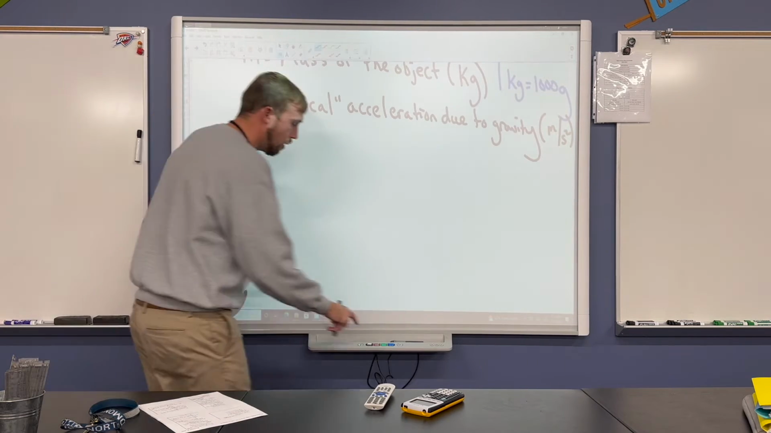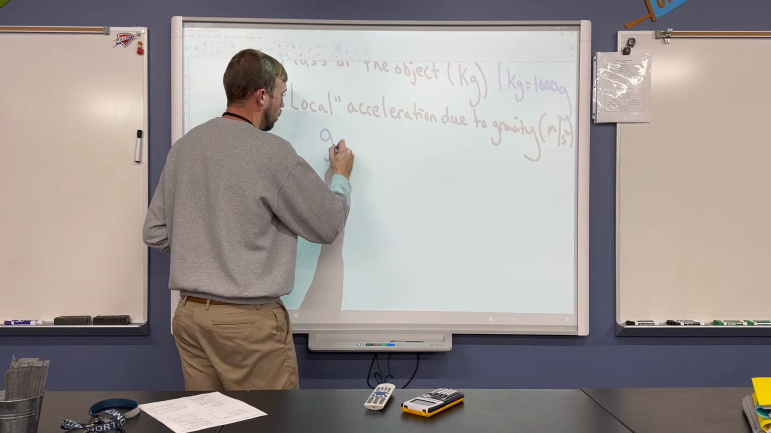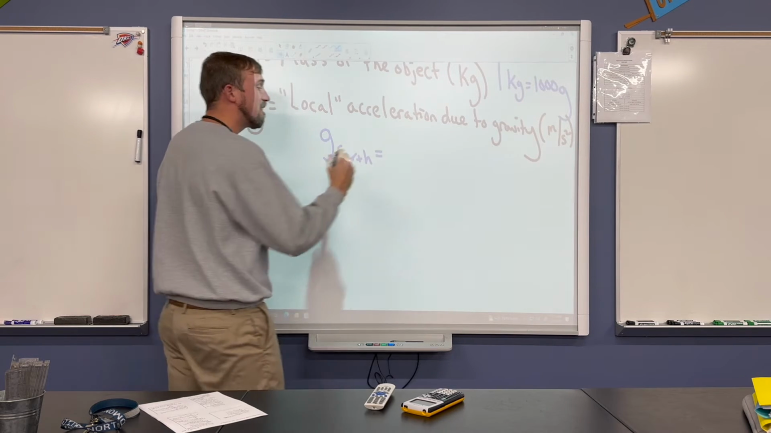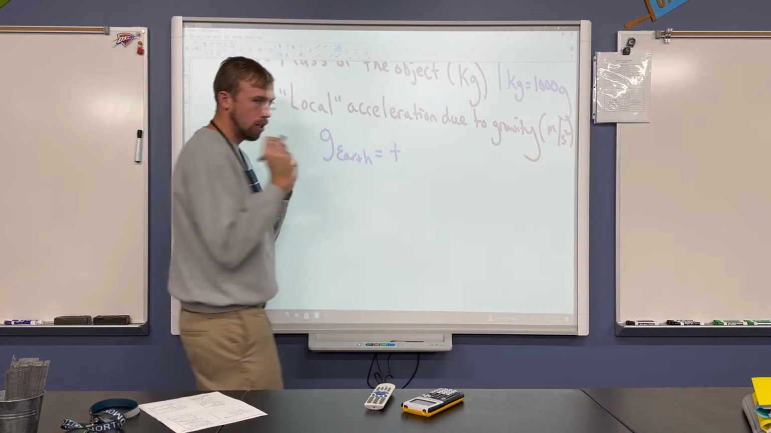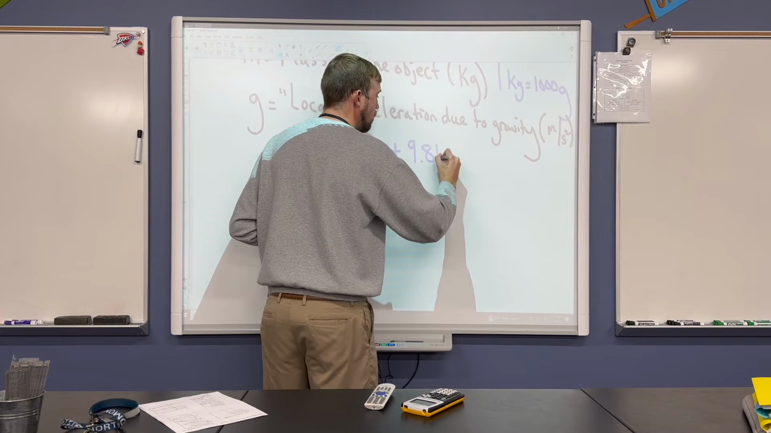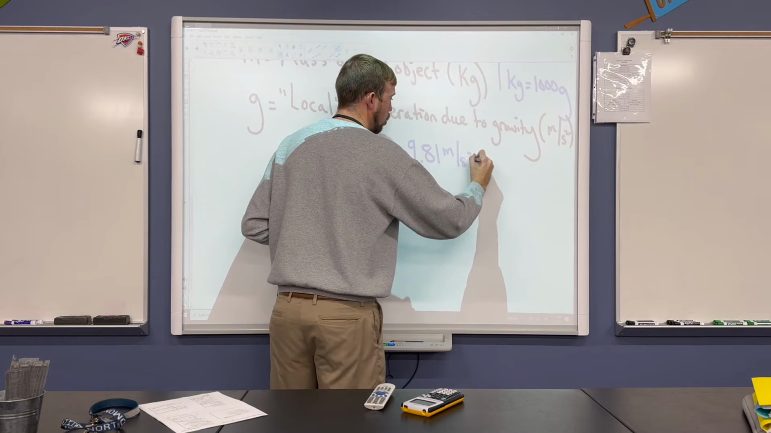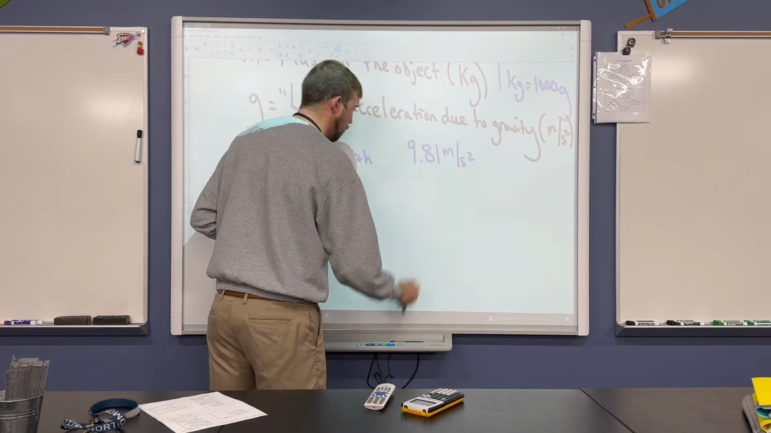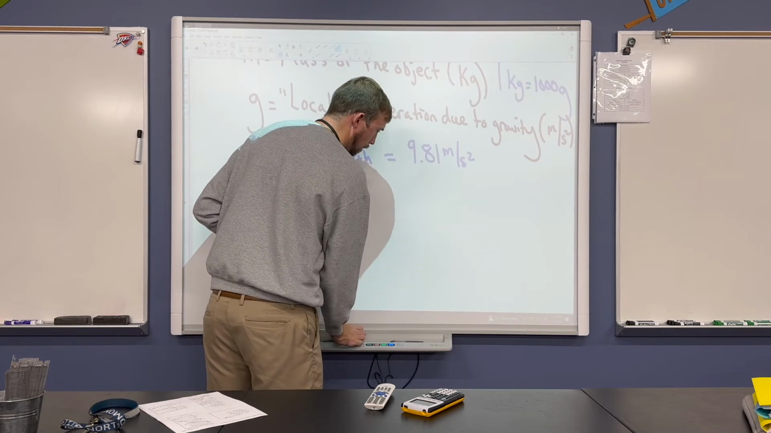So, for example, g for the Earth, the value that we will use is actually, and again, this is maybe going to throw a few of us off here, the value we'll use on Earth is positive 9.81 meters per second squared. Now, actually, I'm going to take the positive off. I'm just going to write it as 9.81 meters per second squared.